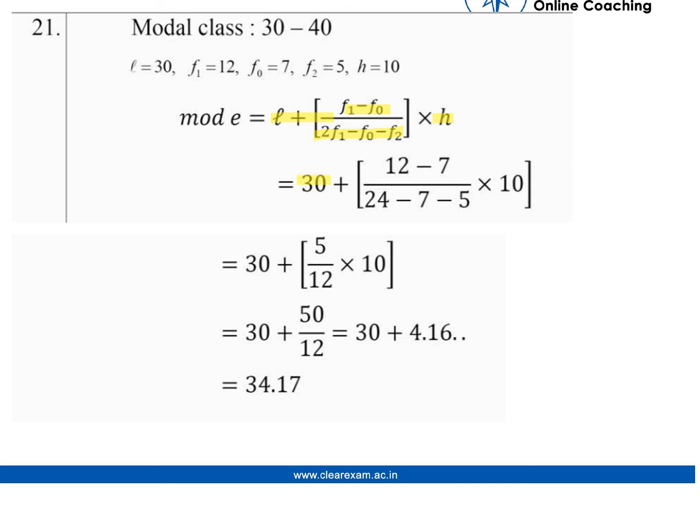So we put those values, and we simplify them, and we get the answer as 34.17.